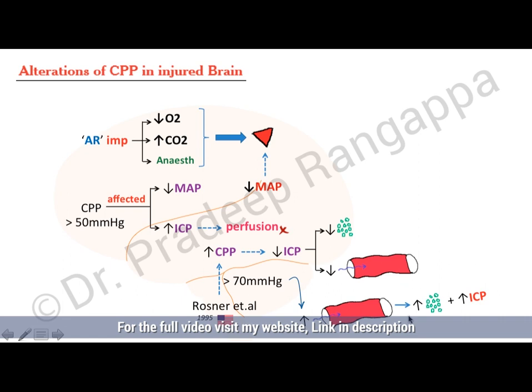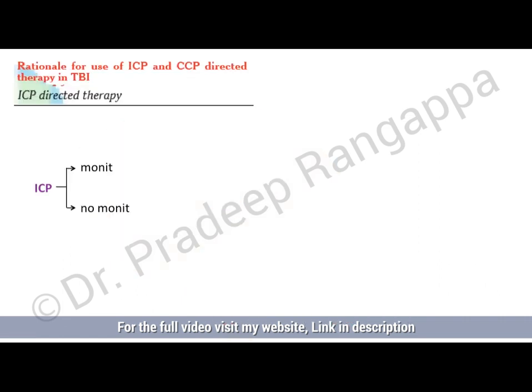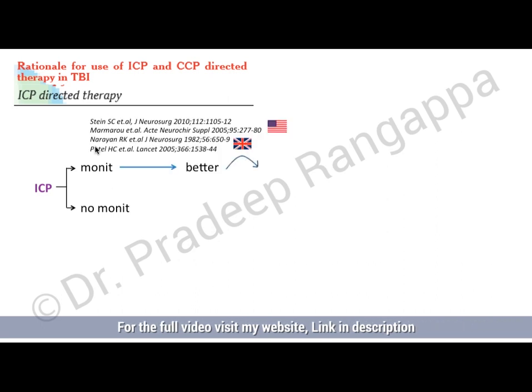So too much high is also bad, and less than 50 also is found to be bad. Okay, so we look at the rationale for use of ICP and CPP directed therapy. So ICP directed therapy, I think now we know there is a controversy of whether ICP monitoring will help or no monitoring. So let's look into what is the evidence.